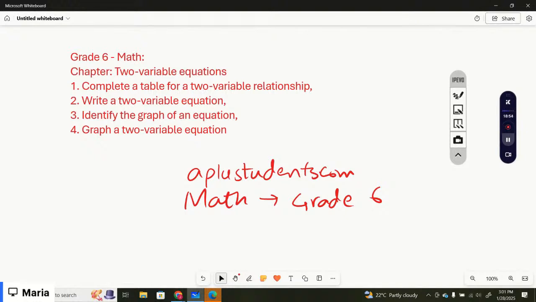There you can find a list of the chapters. We're going to start with the chapter 2 variable equations. The lessons we're going to cover from the chapter are complete a table for a two variable equation, write a two variable equation, identify the graph of an equation, graph a two variable equation. So please make sure you have your notebook and pencil so that you can note down the important examples and definitions as well.